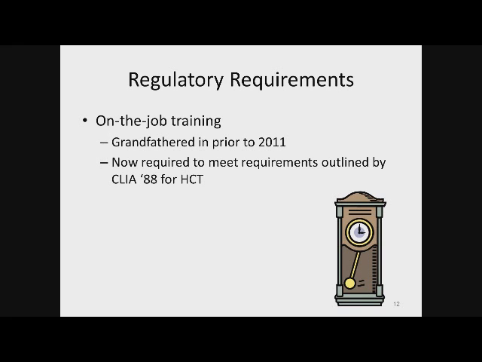Now, this doesn't necessarily mean that those grandfathered in must stop grossing. What it does state, though, is that anybody who's continuing to gross and who does not meet those high complexity testing requirements can continue to gross in specimens as long as the protocols do not change. Any changes to the protocol require that person to now meet high complexity testing regulations.